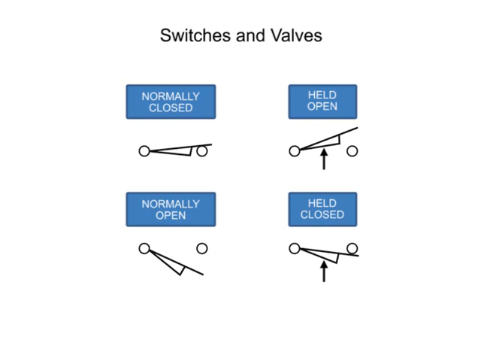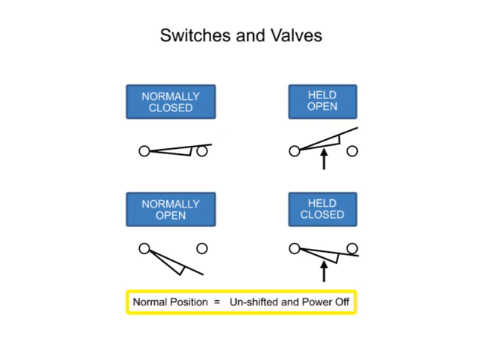Wiring diagram graphic symbols for limit switches are used to identify both its location within the electrical circuit and the state of the switch contacts. The most common contact symbols show whether the switch is normally open or normally closed. As before, a switch is considered to be in its normal state when it is unshifted with the power off.